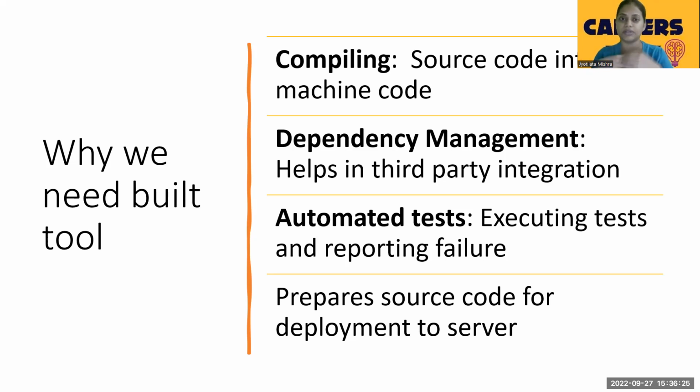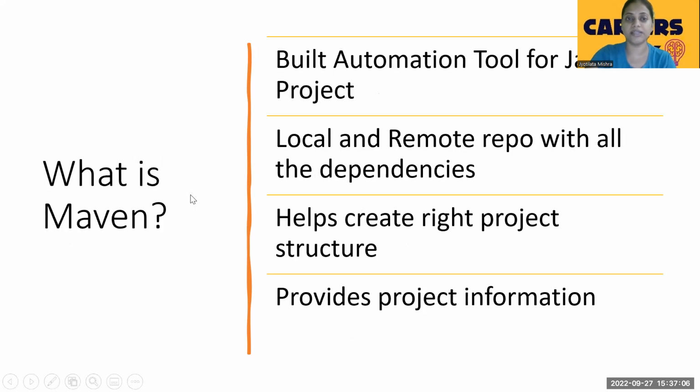Then you've converted your code from source code to machine code, and you've managed the dependencies. You also want to run the test cases. Nowadays you hear the concept of continuous integration, continuous delivery and deployment. The idea is we want to merge our changes as soon as they are done, and run automated test cases so that you get quick feedback. A build tool helps you with those as well. And finally, once you've tested your code and it's stable, you want to deploy it to the servers. For that also you'll need a tool, and one of the tools we are going to study is Maven.